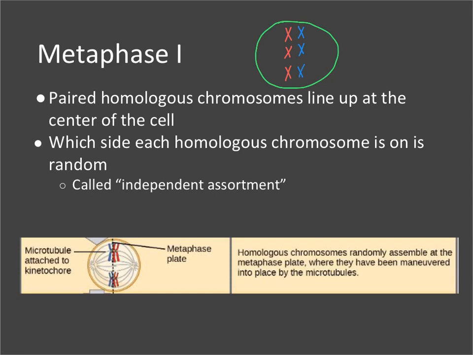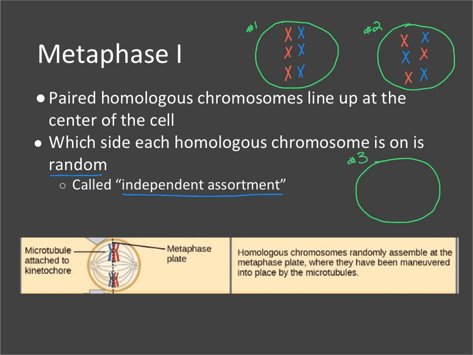Now, one interesting thing is that which side each homologous chromosome is on is random, and this is actually called independent assortment. So in this drawing, this is option 1. This is one option for how these chromosomes could line up during metaphase 1. But they could have just as easily, we'll say this is option number 2, ended up with a situation where the chromosomes line up like this. Or we could have option 3, in which the chromosomes line up like this.